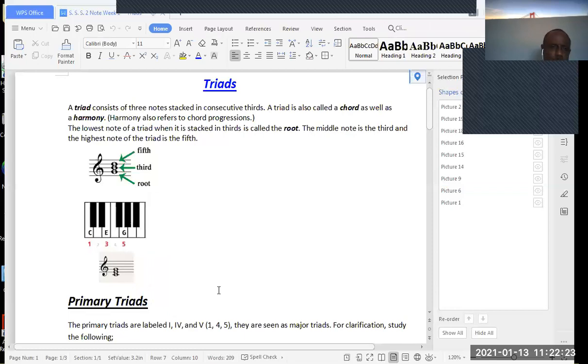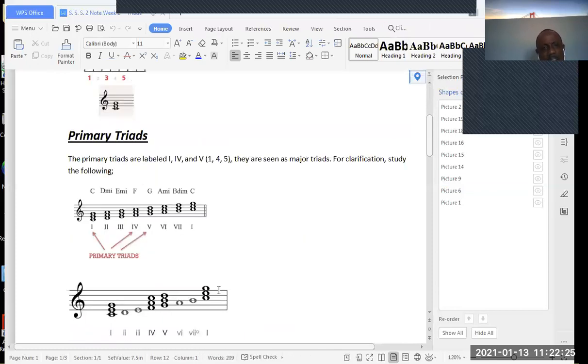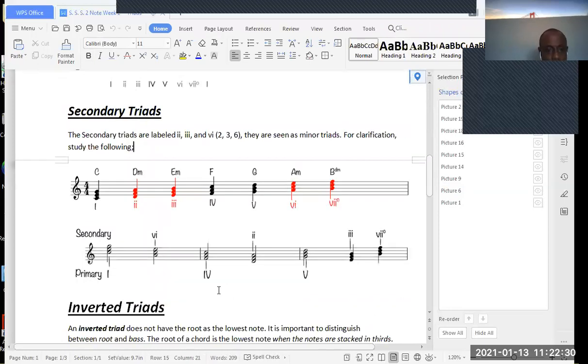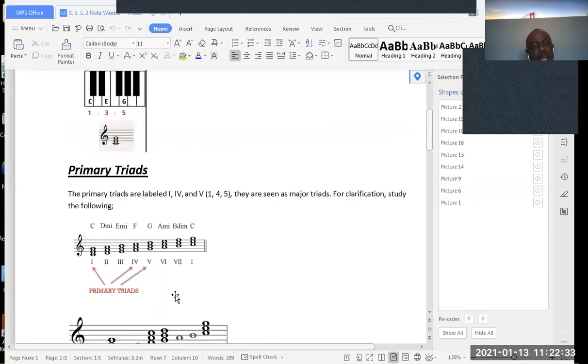So now let's continue. When we talk of triad, we have primary triad and we have secondary triad. But for now, let's talk about primary triad first. Primary triads are labeled 1, 4, and 5. I hope it is clear. They are seen as major triads. Primary triads are also called major triads.